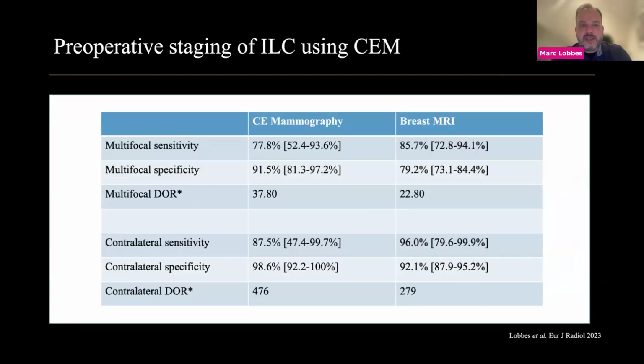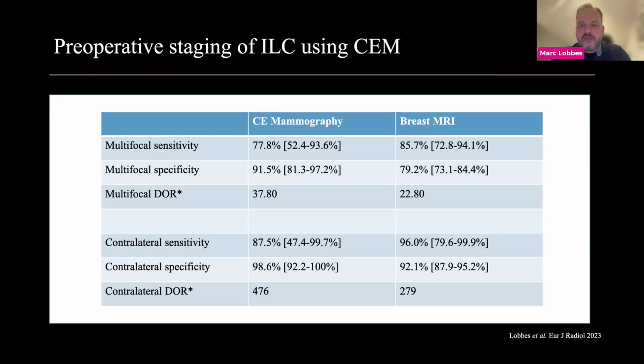Now, there's also a thing like multifocal disease and contralateral disease. And in general, here you see that the sensitivity of detecting multifocal disease is a little bit higher on the MRI side, also for the contralateral breast cancer. But you also have a little bit more chance of having false positives when you use MRI. And when you look at the balance between those two expressed as the diagnostic odds ratio, it's a little bit in favor of contrast-enhanced mammography.